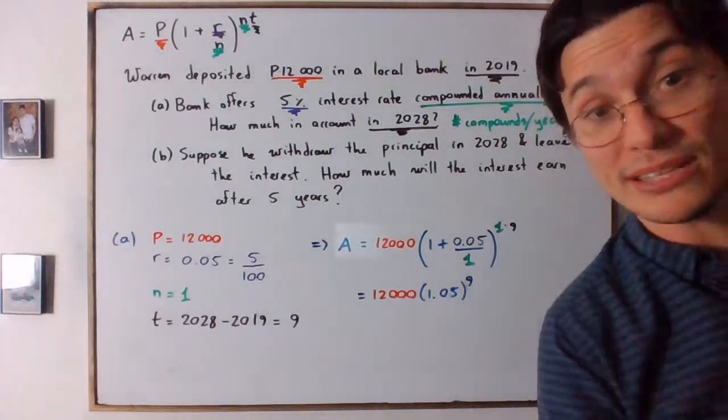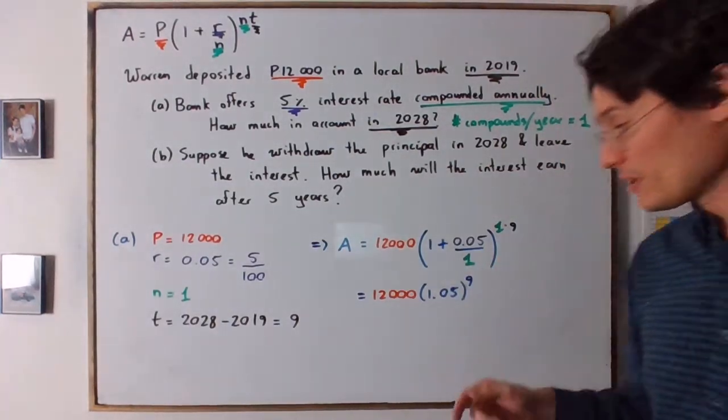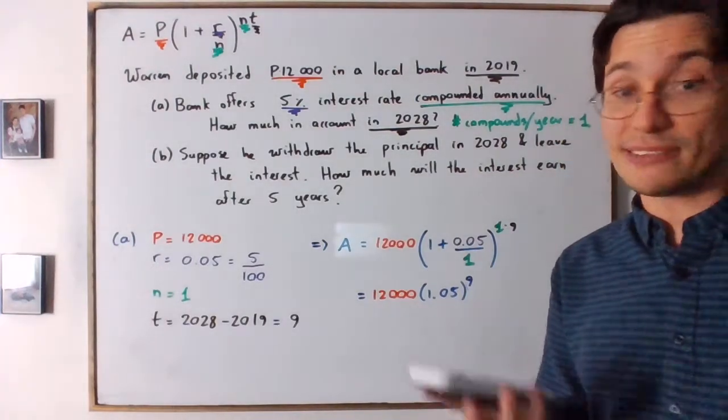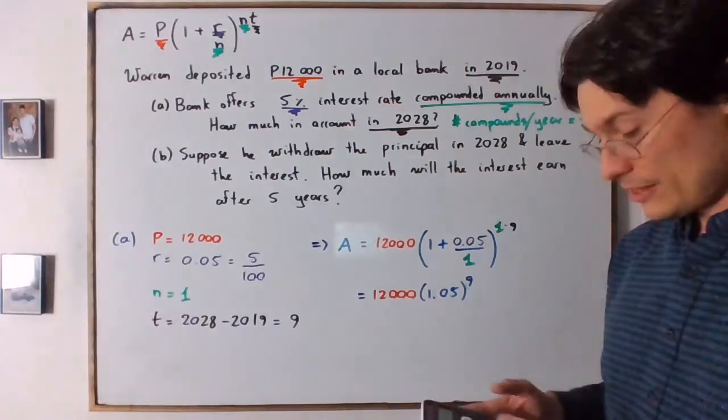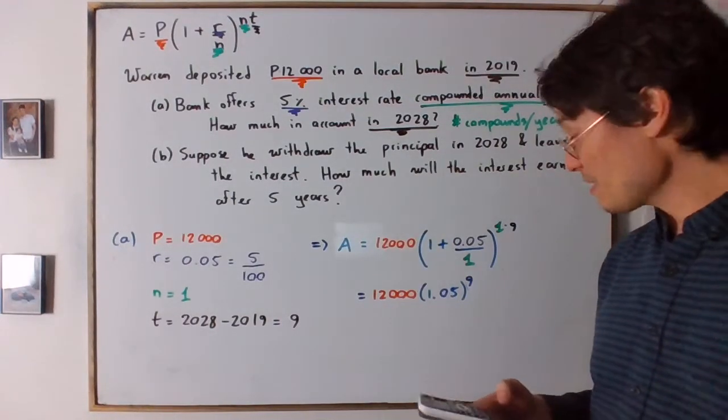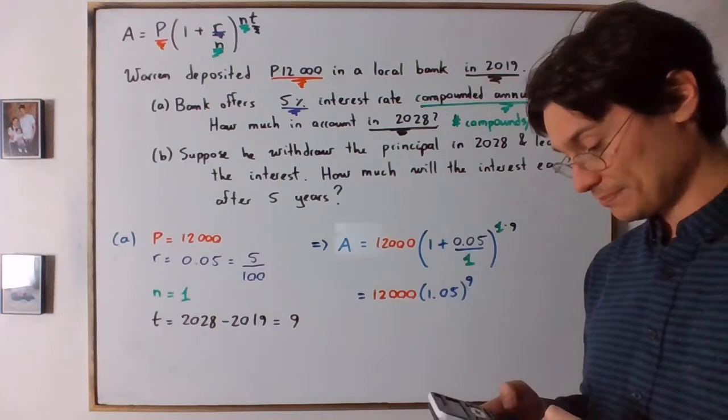Where you do need the calculator is in the next couple of steps. So now you can do it directly. You can just go ahead, take your favorite calculator, and press 12,000 multiplied by, and be careful of the priority of operations.